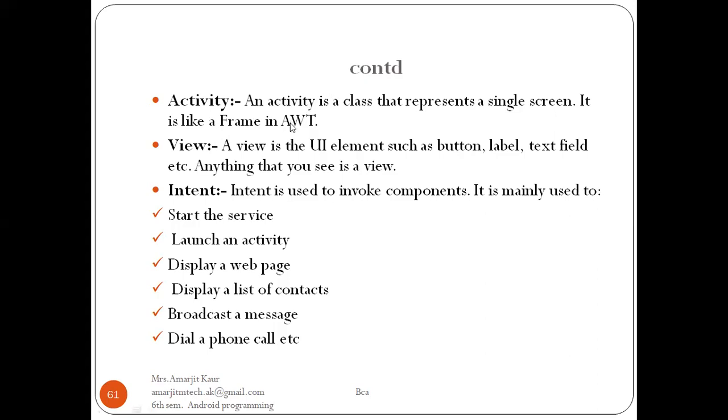Here I will use the term AWT. The full form of AWT is Abstract Window Toolkit. AWT is an application programming interface for creating graphical user interfaces in Java. It allows Java programmers to develop window-based applications. AWT provides various components like button, label, checkbox, etc. used as objects inside a Java program.